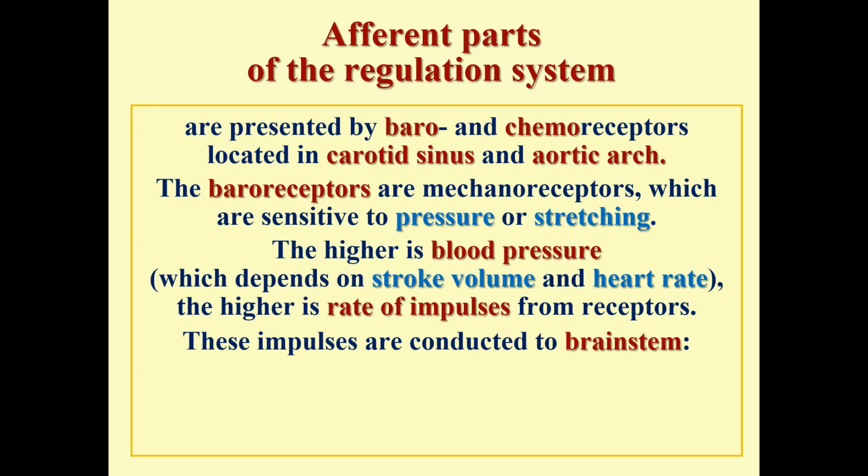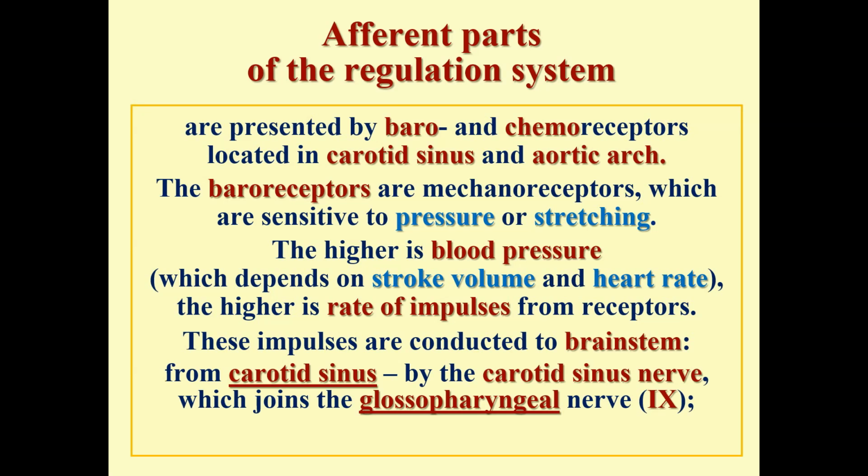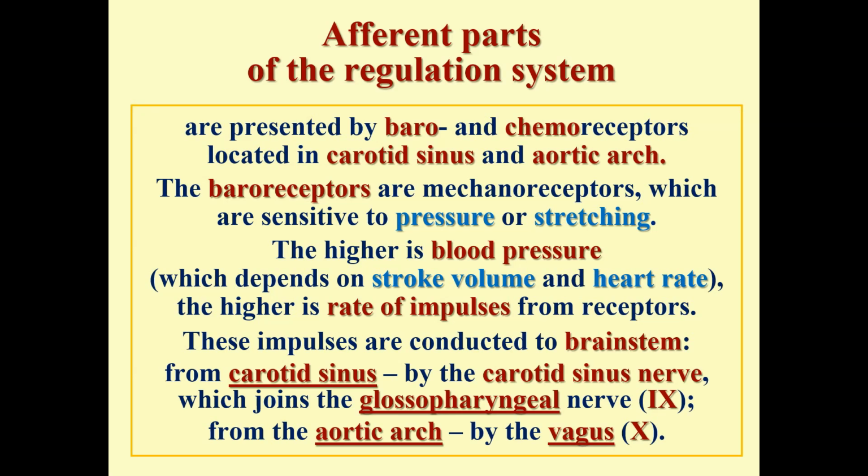Impulses from receptors are conducted to the brainstem. From the carotid sinus, they are carried by the fibers of the carotid sinus nerve, that is a branch of the glossopharyngeal nerve, number 9. And fibers from the aortic arch are fibers of the vagus itself. Vagus is the complex nerve.